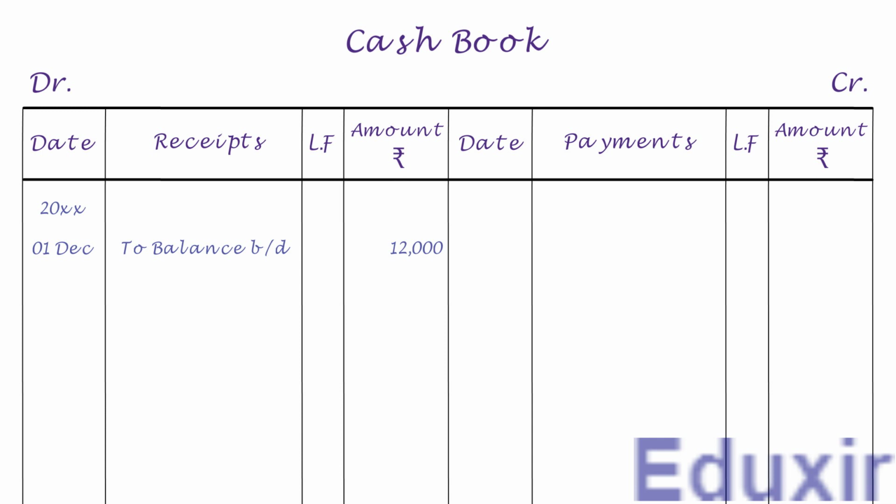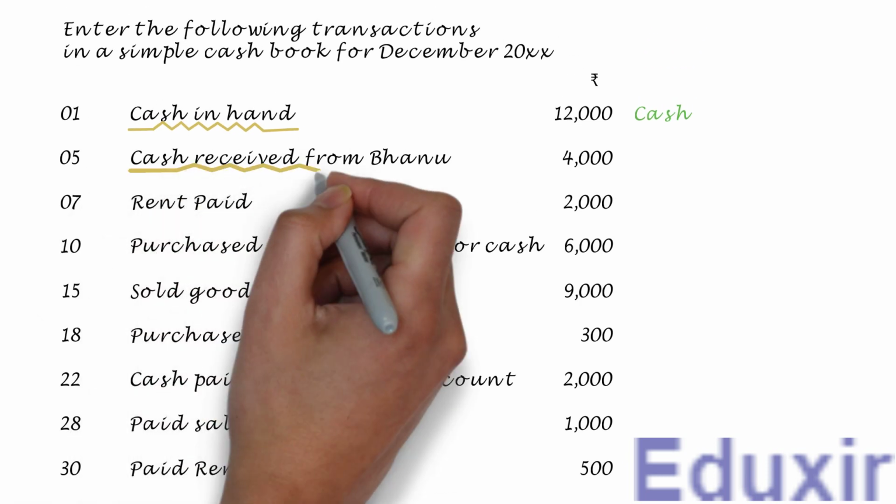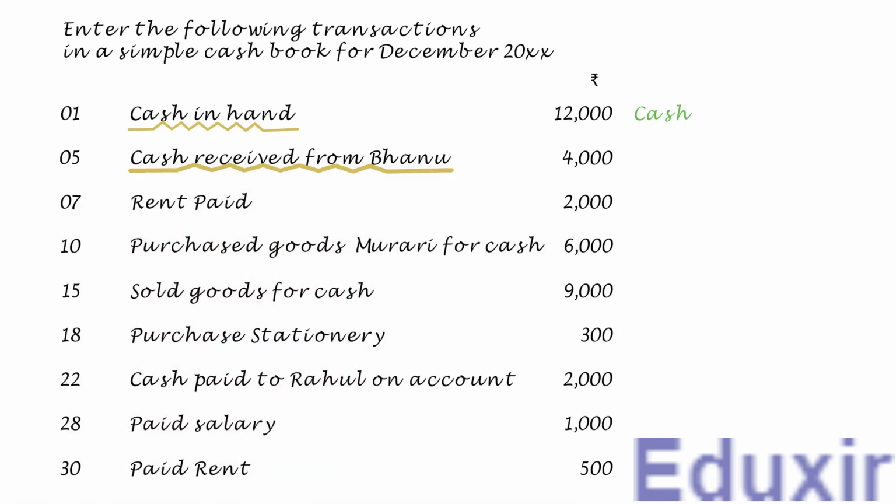Let us now take up the next transaction. In this transaction, the business has received 4,000 rupees of cash from Bhanu. Businesses usually receive cash from the debtors. So we can safely assume that Bhanu is a debtor. So in this transaction, the debtor is paying to the business. When the debtor makes the payment to the business, the amount these debtors owe to the business will decrease. In other words, the debtor asset of the business will decrease.